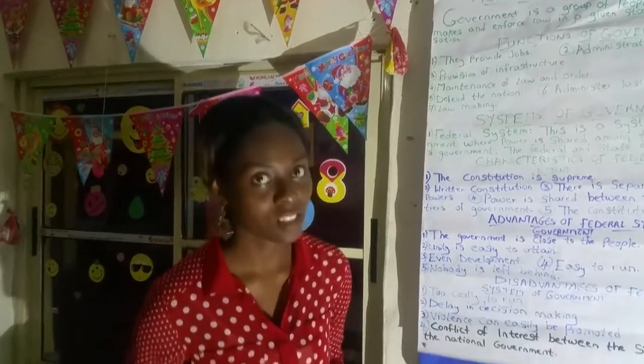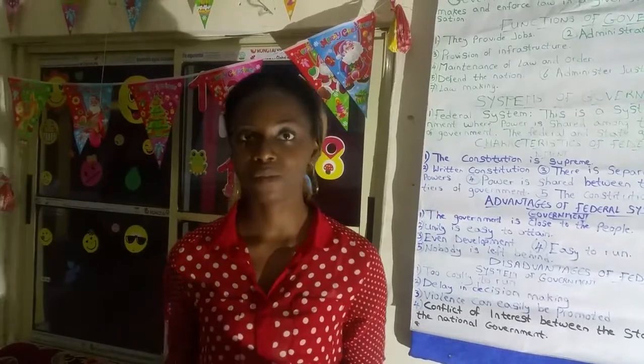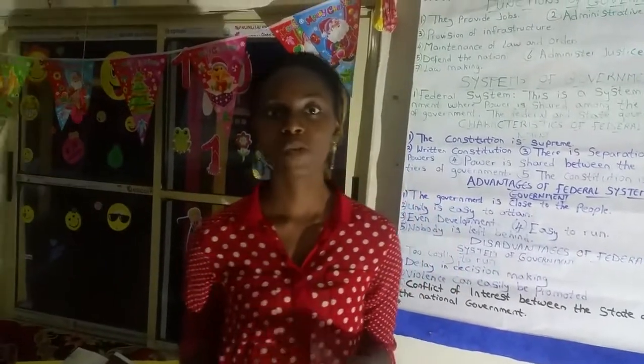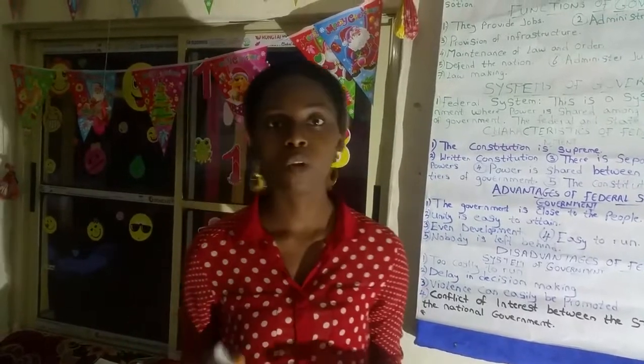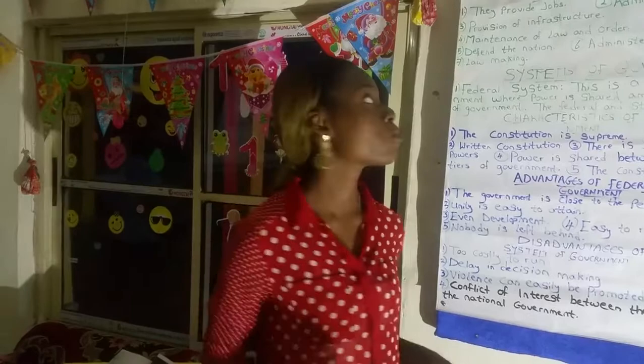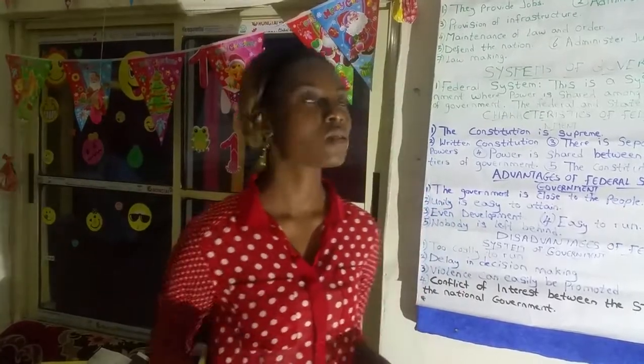Now, our topic today is government. We'll get to find out the meaning of government and the systems of government. Now, what is government? Government can be defined as a group of people that makes and enforces law in a given state or country.